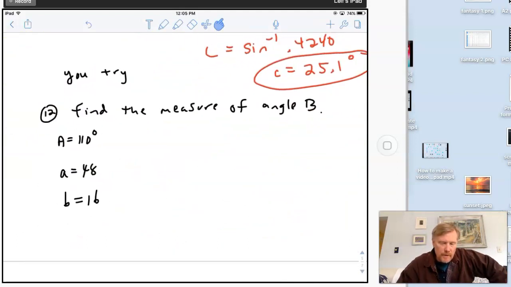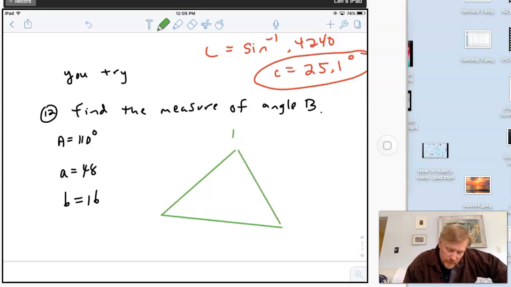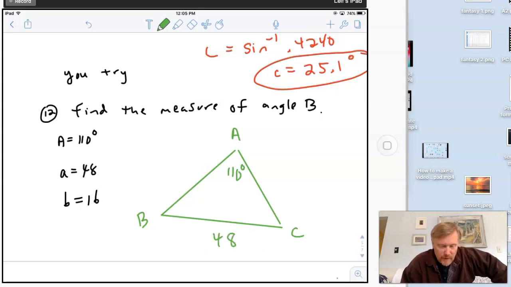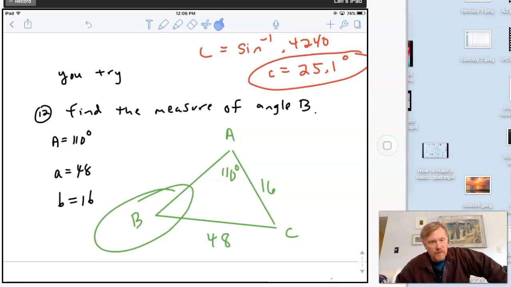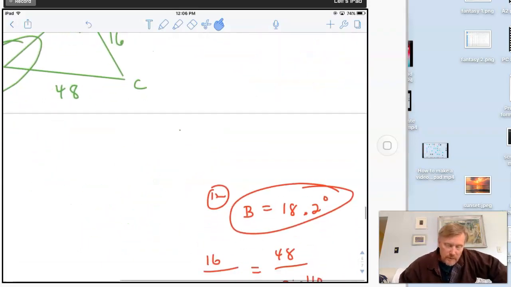Last problem, and it's a You Try. I made it a little easier. It's not a whole solve-the-triangle thing. It's just find the measure of angle B. So they gave you a couple values here. If you get stuck, draw a triangle. Here's angle A, angle B, angle C. So here's your 110. Side A is opposite angle A, and side B is opposite angle B. And they want you to find that angle. Okay, so once you hit pause, see if you can solve it. It's a lot like the last problem. And come back and check your answer.